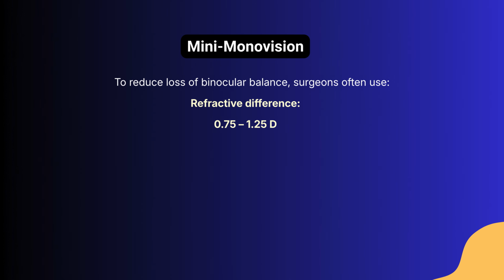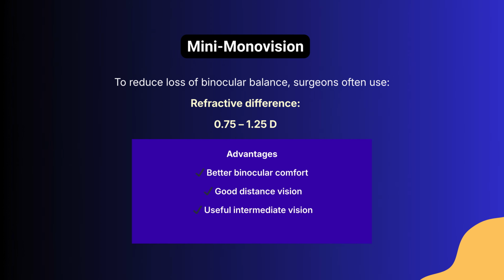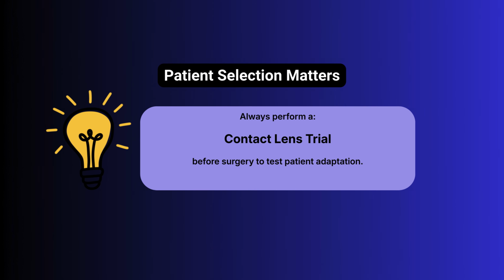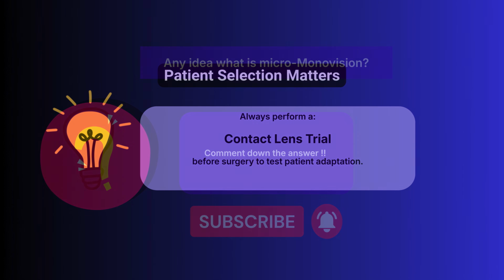To minimize this issue, many surgeons use mini-monovision where the refractive difference is smaller, usually around 0.75 to 1.25 diopters. Now, this allows good distance vision while providing useful intermediate vision with less disruption of the binocular balance. So, let me tell you one important point that not every patient is happy after monovision. So, make sure you do a contact lens trial before taking up the patient for surgery.